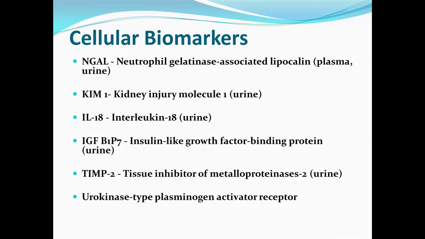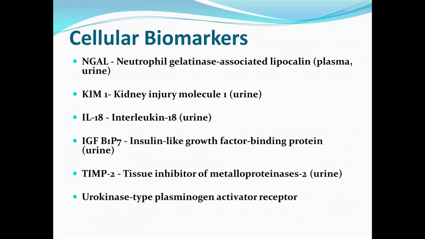KIM1 is kidney injury molecule 1. I love it that they made this one easy for us. This is found in the urine. IL-18 is an interleukin that we can track in the urine. And then the next two are very interesting, IGF and TIMP. IGF is insulin-like growth factor, and this is a binding protein that is found in the urine. TIMP is tissue inhibitor of metalloproteinases.